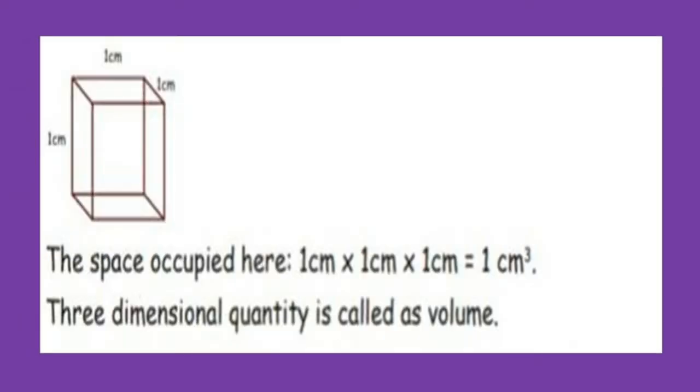When we expand 1 centimeter from the surface of 2D, it forms 3D. See the picture: length 1 centimeter, breadth 1 centimeter and width 1 centimeter. The space occupied here, 1 centimeter into 1 centimeter into 1 centimeter, is equal to 1 centimeter cube. A three-dimensional quantity is called volume.